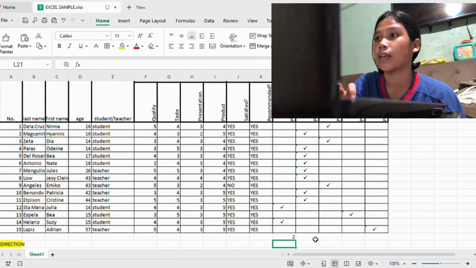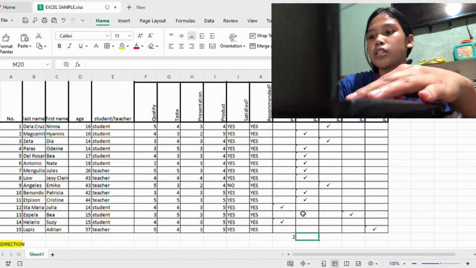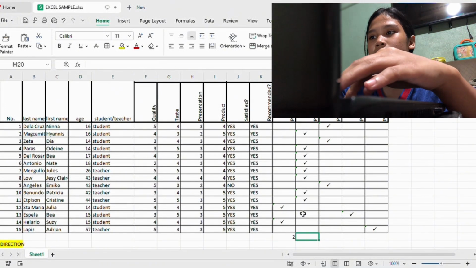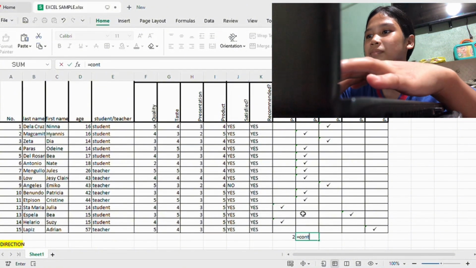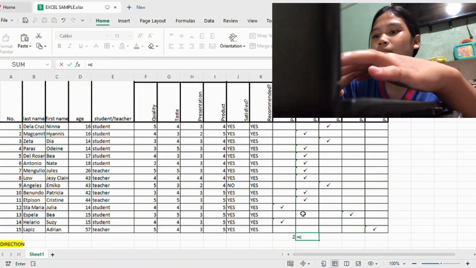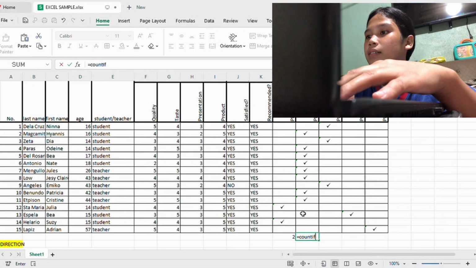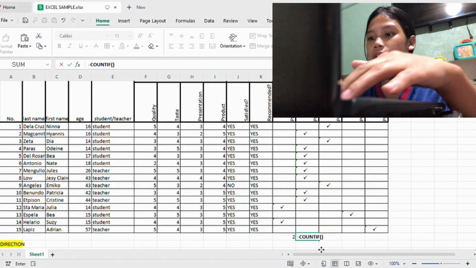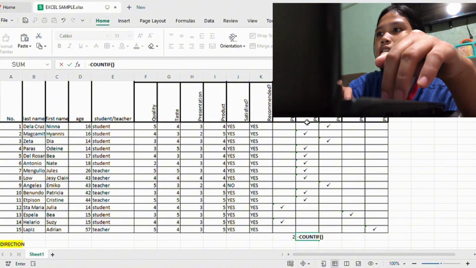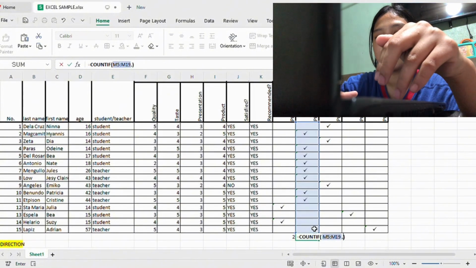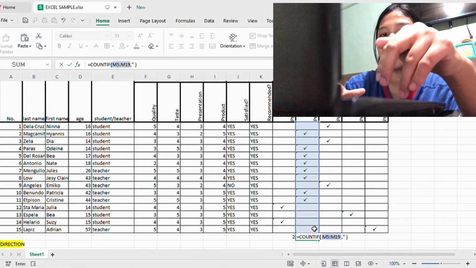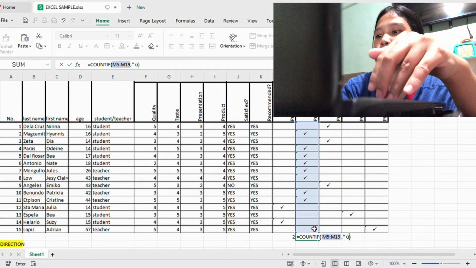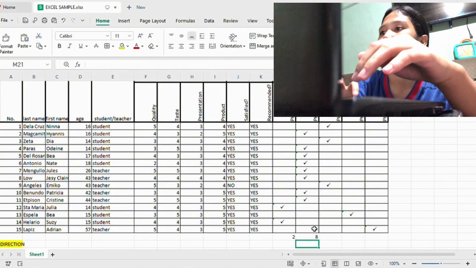And then second, just do it again. Then equal countif, click this countif and then highlight this from top to bottom. After that, comma, then quotation mark, space, and then paste, quotation mark again, enter.